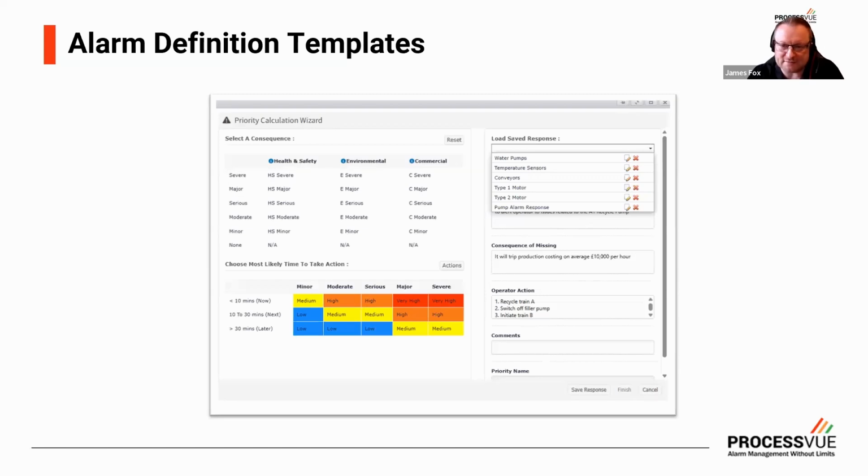You can apply these alarm template definitions as you review each alarm, or you can apply them as part of bulk or batch edits. So if you've got 100 or 500 pumps or something like that, you can apply that alarm definition template to all of those 500 alarms in one pass. And what that does is it greatly speeds up the act of alarm rationalization and optimization as well.